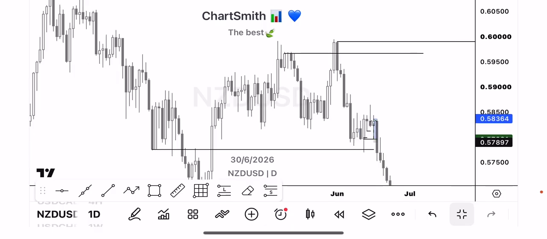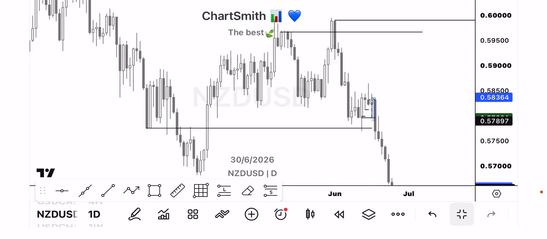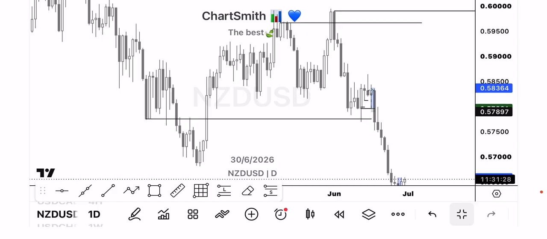It's Chat Smith here again, and today I'll be taking us through our trade breakdown on NZD/USD. So we had our rejection from the daily time frame.